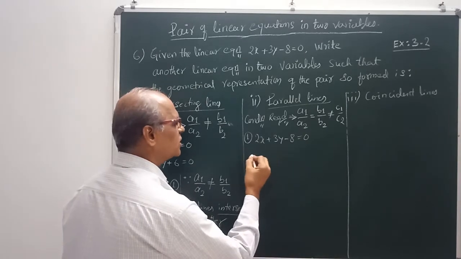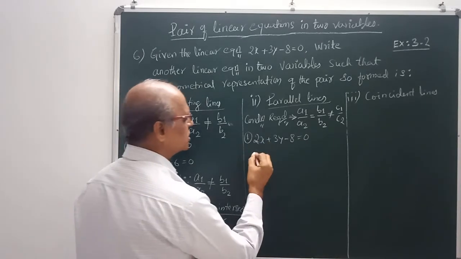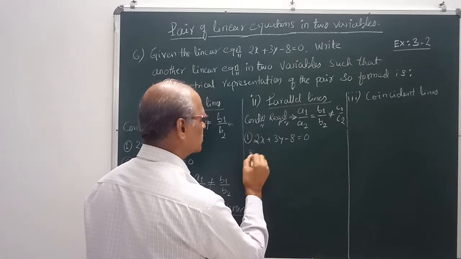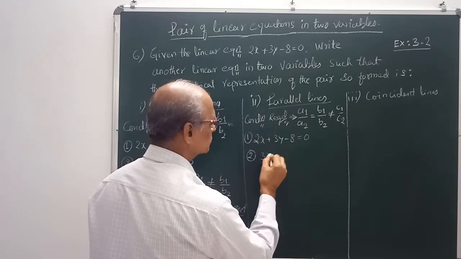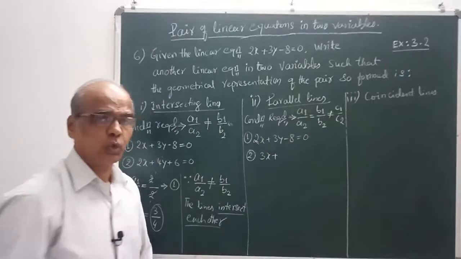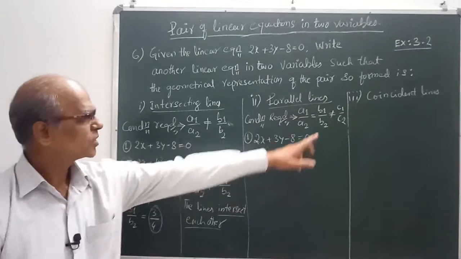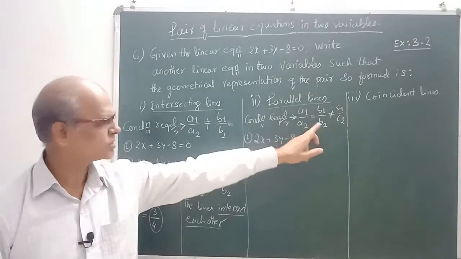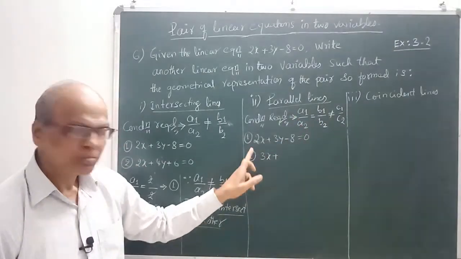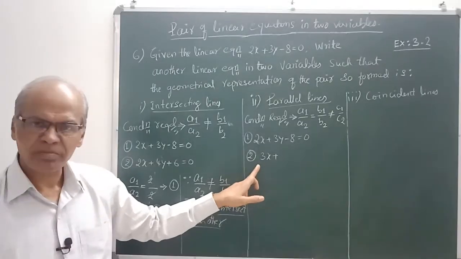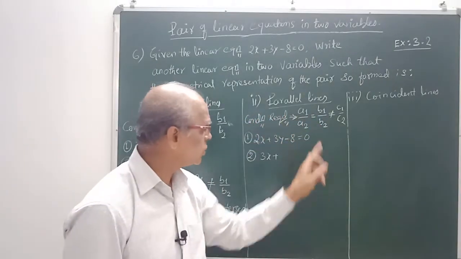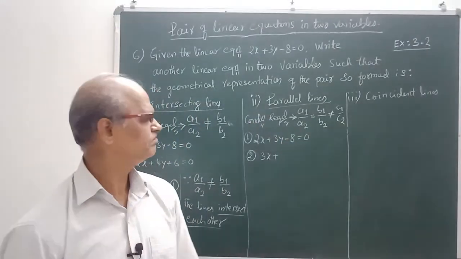Okay, see what we take. Let us take here 3. This is the second equation. Before you write the second term, you have to look at the condition once. What is A1 by A2? 2 by 3 is A1 by A2. B1 by B2 also should be 2 by 3.